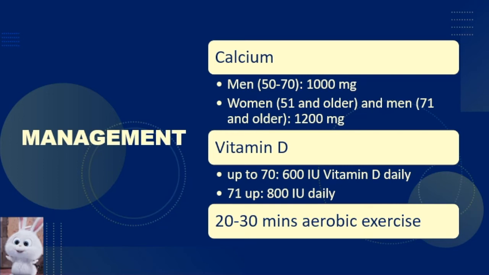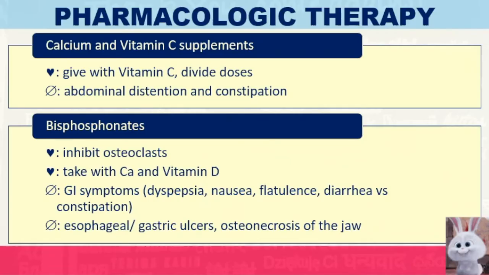By the way, take note that the food sources rich in calcium would include your skim milk, your cheese, your dairy products, your steamed broccoli, your canned salmon with bones. It's the bones there which would contain your calcium. Next, you have your calcium and vitamin C supplements. Your calcium is also given with vitamin C, and the recommendation is to divide the doses. Okay, abdominal distension and constipation is one of the side effects.